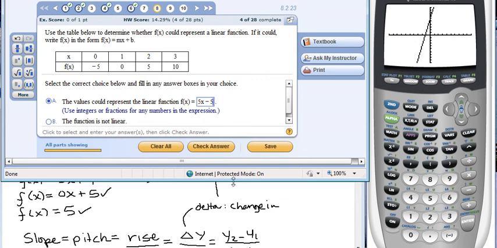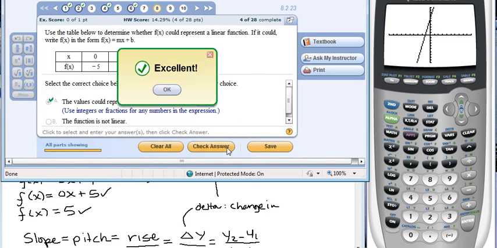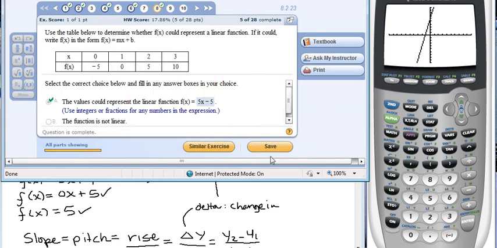Okay, so we've calculated out our slope down in here to be 5. X is our variable, and then we have to pick off our y-intercept, and that's going to be wherever x is equal to 0. And then we're going to check our answer. Excellent. Okay?